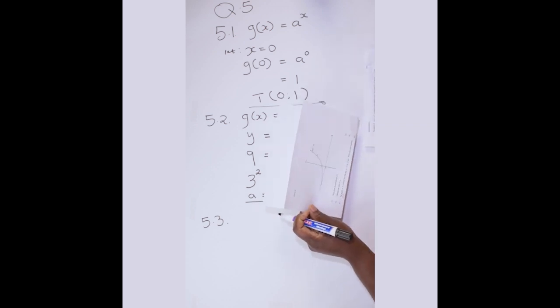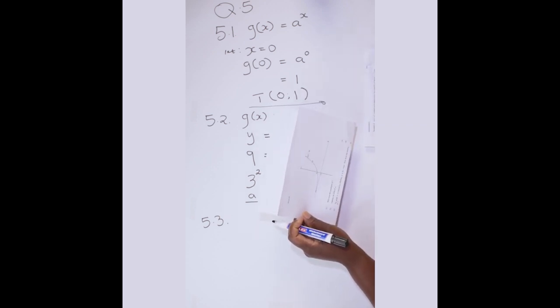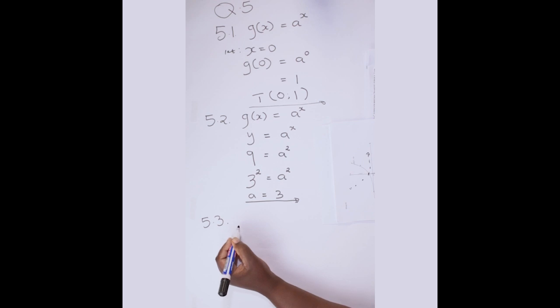Question 5.3, it says the graph h is obtained by reflecting g in the y-axis. So this is the y-axis. If we reflect this graph g along this line, we are going to find h. Write down the equation. If I try to redraw what they're saying here and interpret it, as x increases, y is decreasing. So it means there's nothing changing here except the fact that my a now will be less than 1. It's going to be a decreasing graph.